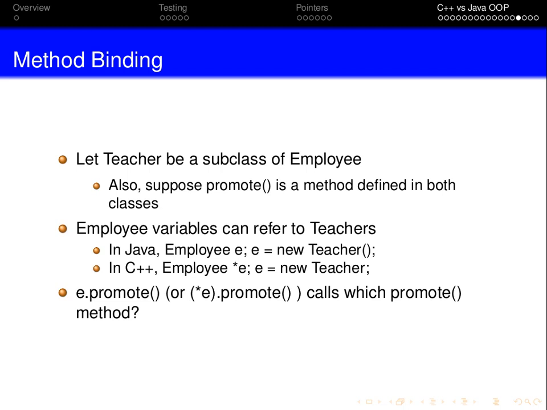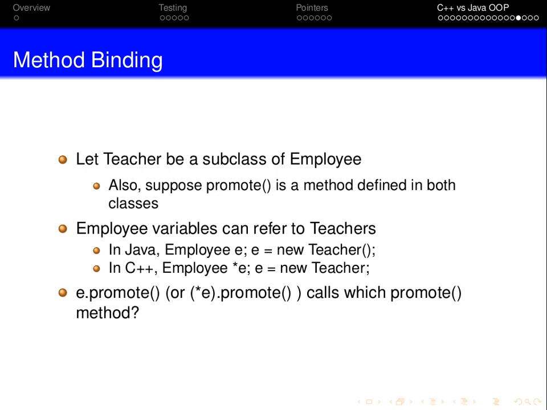The rest of this is just to show you that C++ and Java are going to have some subtle differences that are going to be really annoying, and here's one that hopefully you will not encounter in this class, because I try to avoid this at all costs. So let teacher be a subclass of employee. You did your whole hierarchy, right? You have employee and then teacher. So teacher is an employee, but employee is not necessarily a teacher, right?